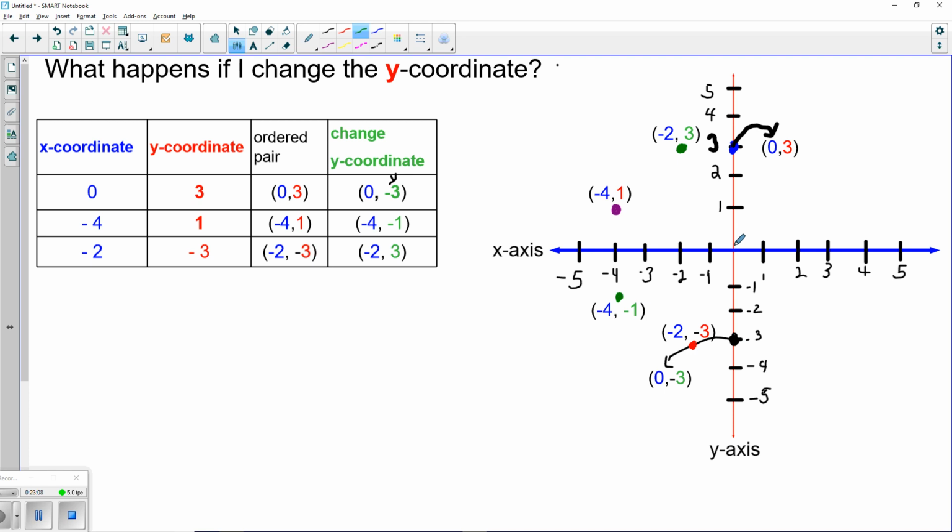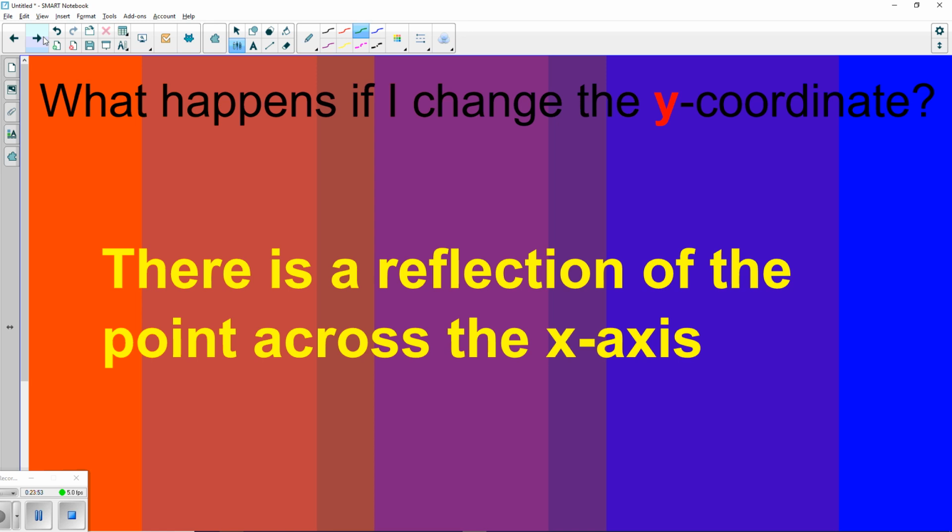We started at 0, went up to +3. Here's our point. And then it reflected when we changed the +3 to a -3, and it reflected across the x. Same thing with -4, comma, 1, which was our original ordered pair. When I changed the y coordinate, it reflected across the x. And the last one, when we changed -2, -3, we changed the -3 to a positive, the point reflected across the x. So what happens when we change the y coordinate in an ordered pair? There is a reflection of the point across the x. Let's make sure we add this to our journal as well. Go ahead and pause the video, okay?